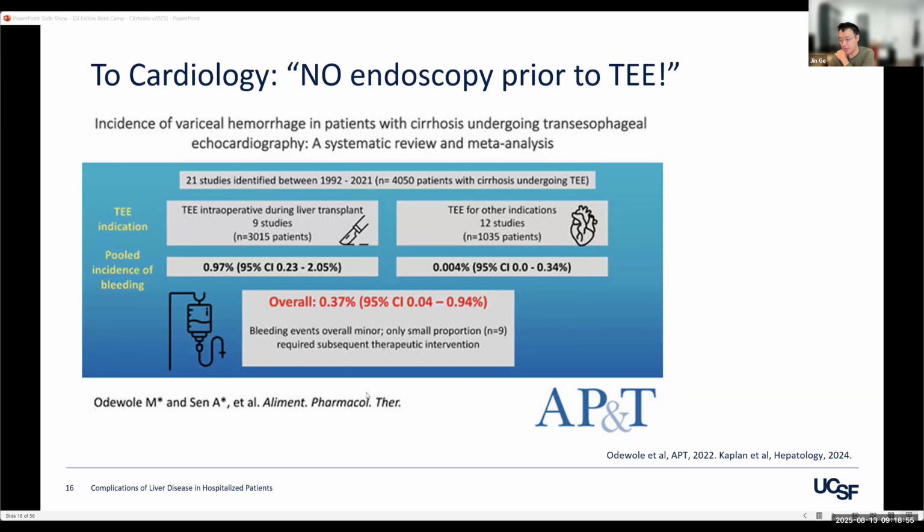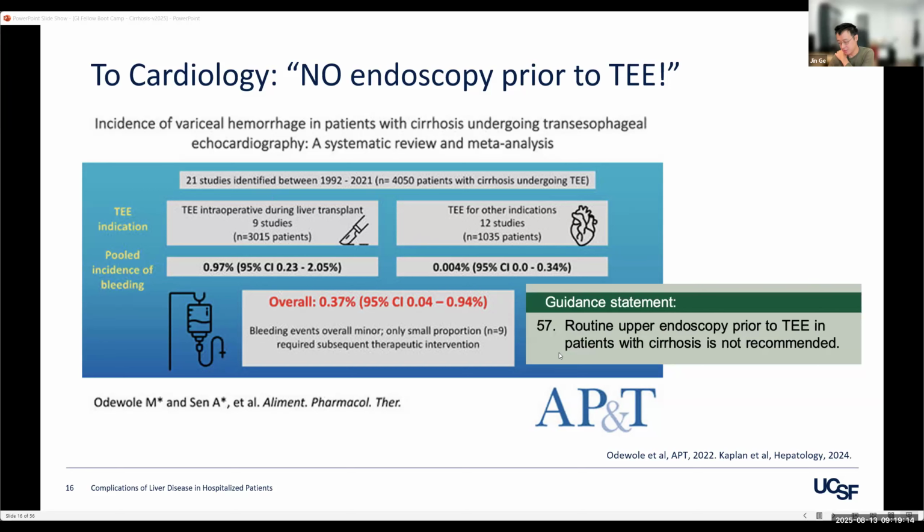This is another study that came out in 2022, and now it's in our guidance statements. So if the cardiologists come and ask you to please do an EGD before a TEE, please tell them no, respectfully. And if they come back again, tell them to please not ask this question again, and give them this literature. This is in the guidance statement. Guidance statement number 57 says routine upper endoscopy prior to TEE in cirrhosis is not recommended.